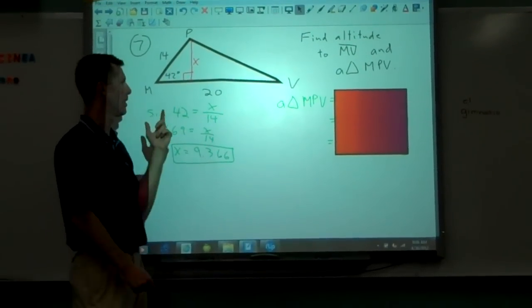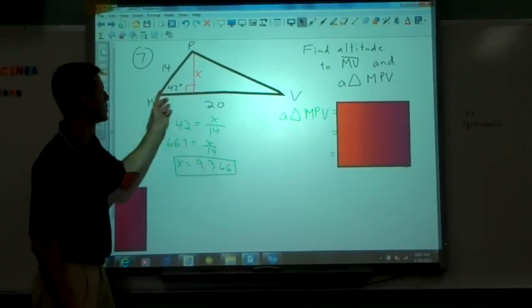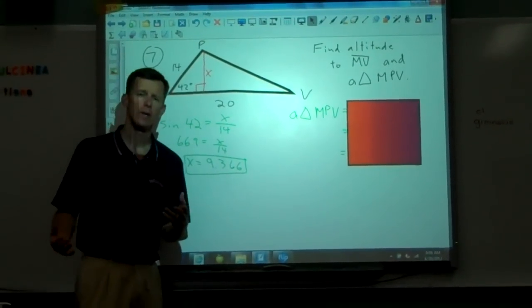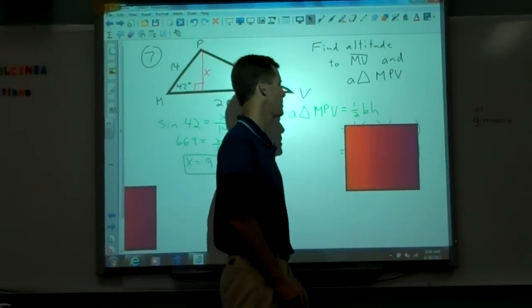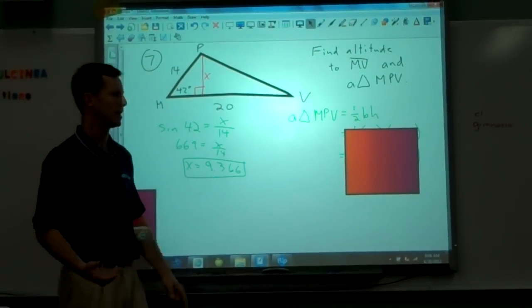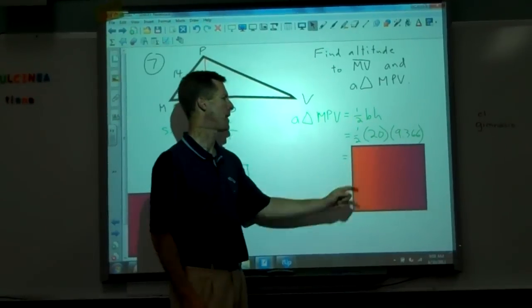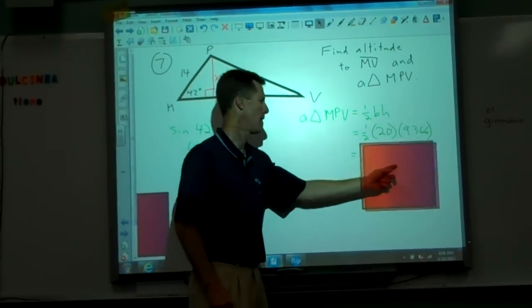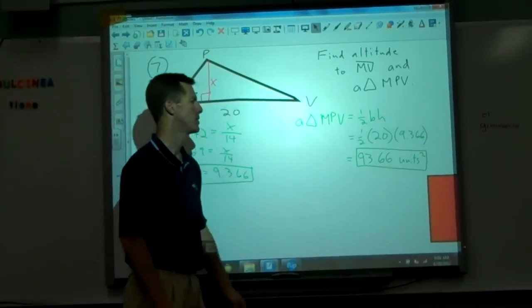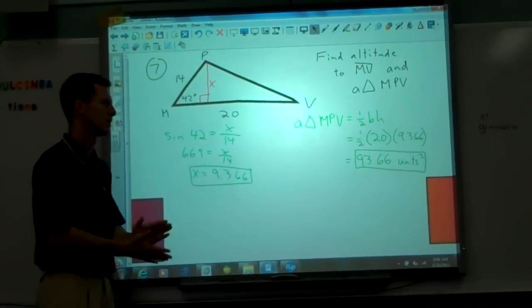Okay, find the area now of MPV, the entire triangle. What formula are you going to use? That's right. 1/2 base times height. We know the base is 20. We know the altitude to that base is 9.366. And we get our answer of 93.66 square units.